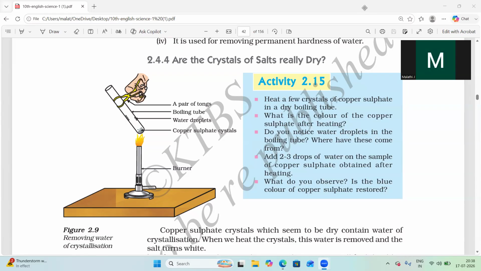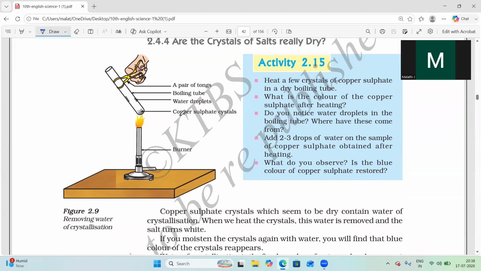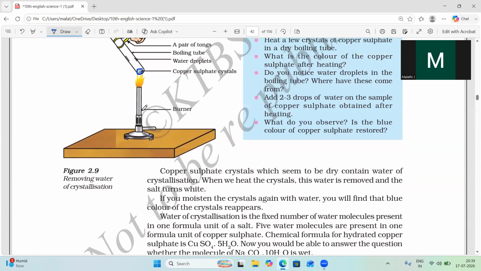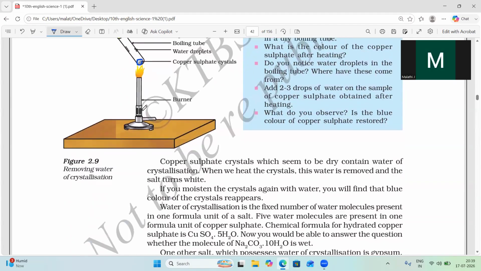So if we come to the last topic of your acids, bases, salts, that is: are the crystals of salt really dry? If you take crystals of copper sulfate in a dry boiling tube, you have to burn it. So you have to give a flame. So what will happen? You have to observe. Water droplets will evaporate out. The copper sulfate crystals will be settled at the bottom. So is it really dry or does it contain water?